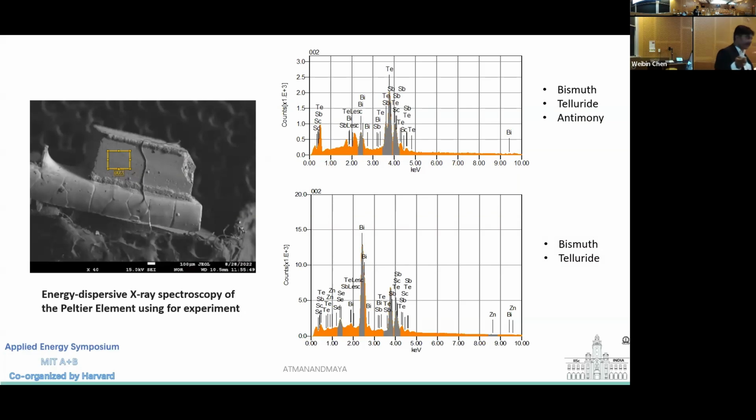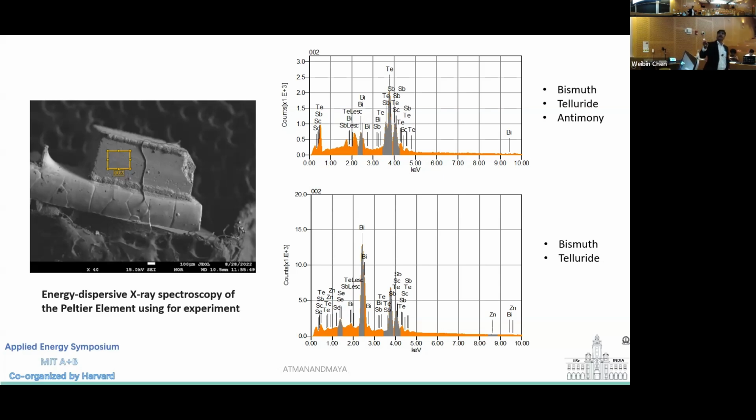Again, the last part is that the manufacturer is not revealing the material characteristics of the Peltier module. You don't know what the material inside the Peltier module is, either bismuth telluride, or scandium diffusion, or antimony. What I did was EDX, energy dispersive X-ray spectroscopy, after breaking the Peltier module.